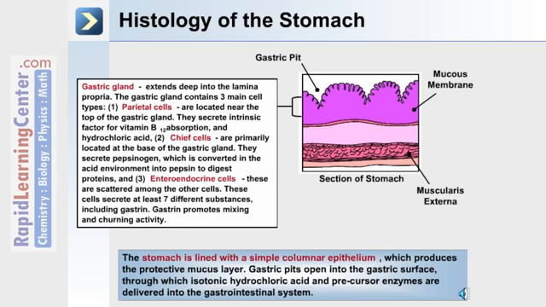Enteroendocrine cells are scattered among the other cell types. These cells secrete at least 7 different substances, including gastrin. The hormone gastrin promotes mixing and churning activity in the stomach.